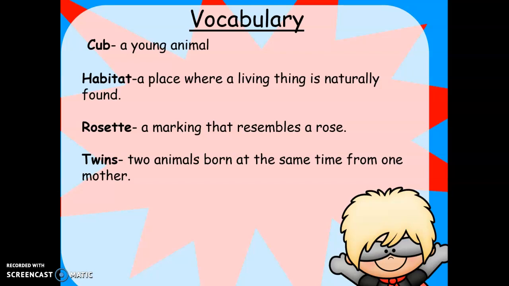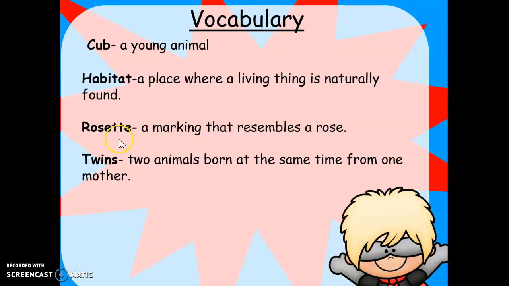Now we'll visit our vocabulary. However, I think you should grab a pencil and a piece of paper. Let's take some notes. Let's be mindful of these vocabulary words throughout this text. Let's look at our first word. Cub, a young animal. Our next word is habitat, a place where a living thing is naturally found. Now this word right here, this may be an unfamiliar word. It's rosette, a marking that resembles a rose.